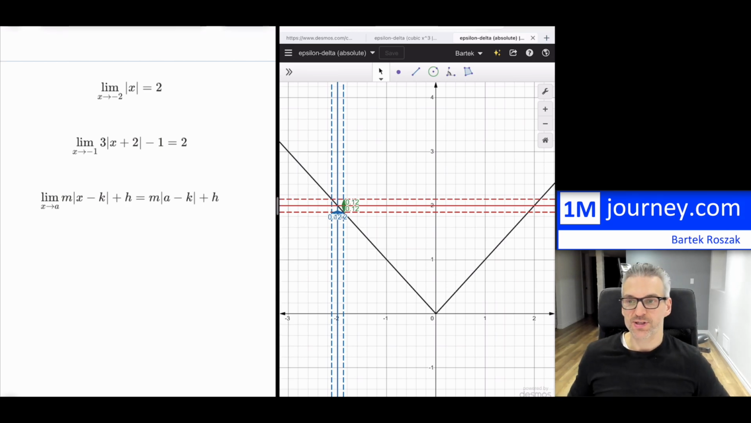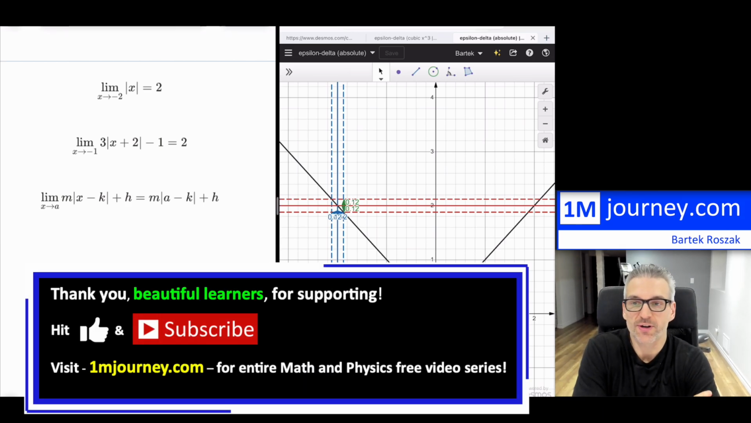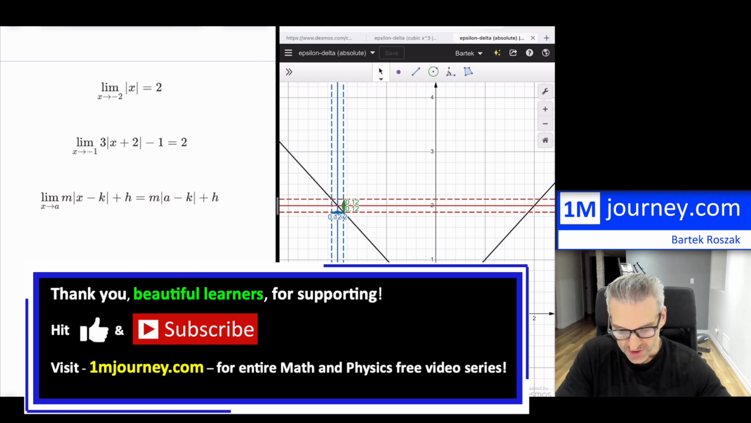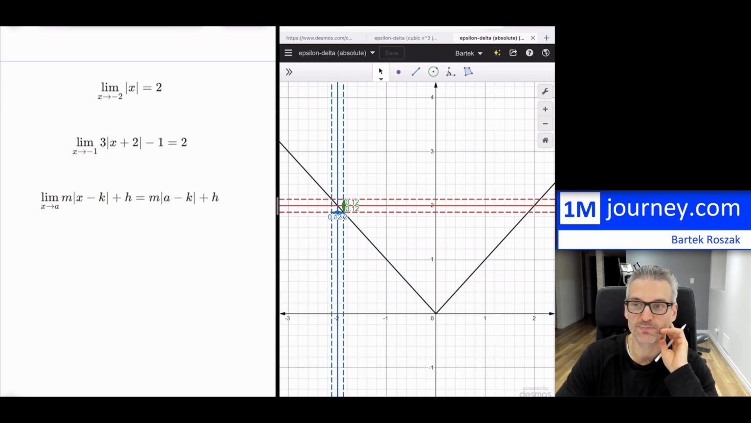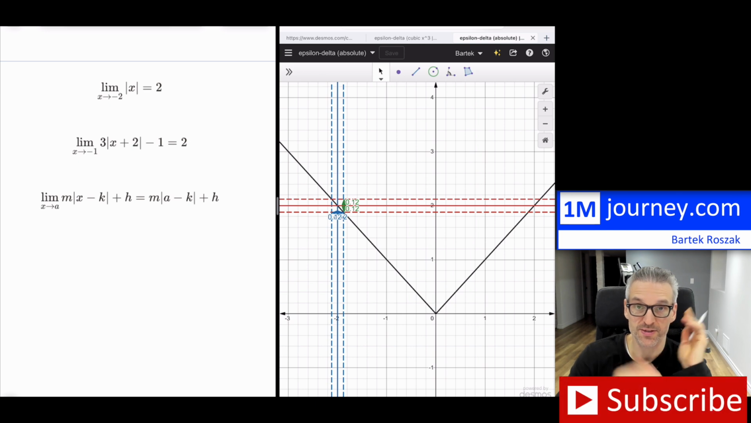Welcome back to the series on epsilon delta. Our next step is going to be the absolute value. On the right hand side you can see that the absolute value function is definitely different. It does pose a little bit of a problem because of the absolutes, so sometimes students don't know how to deal with that when they're doing epsilon deltas.